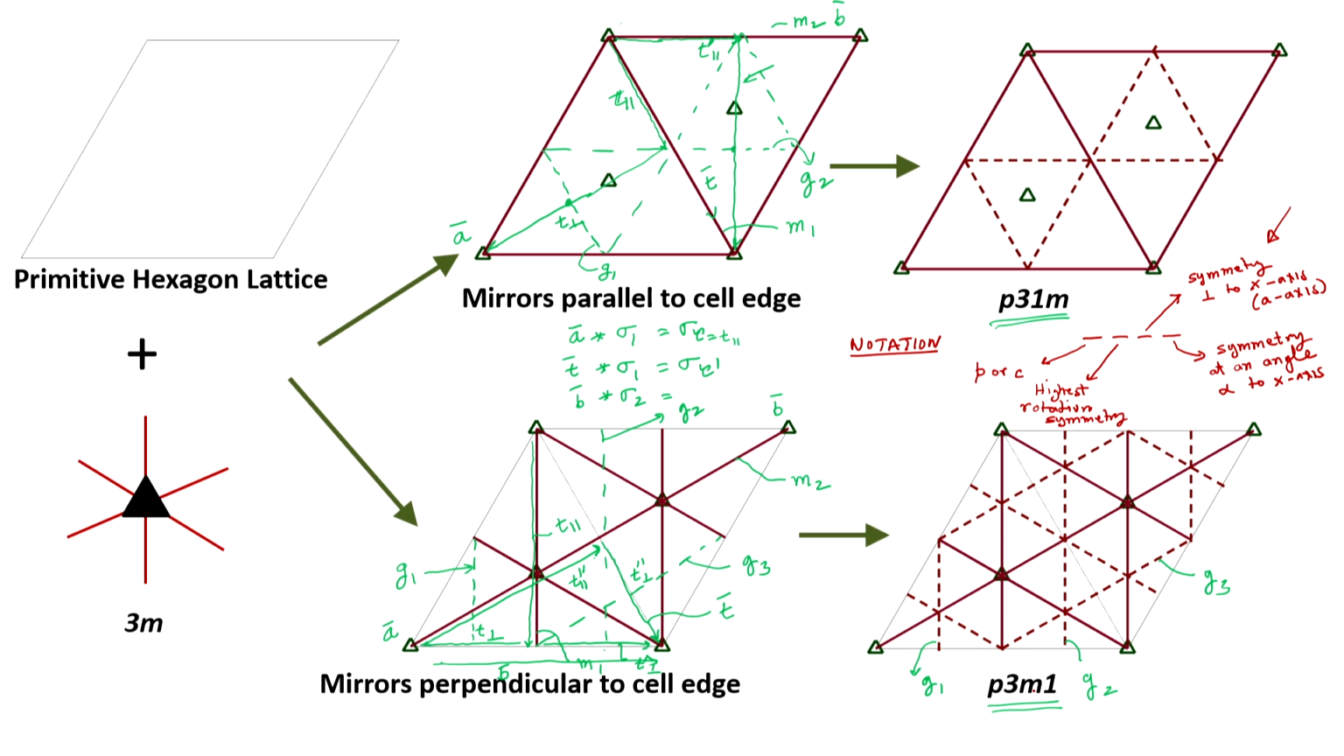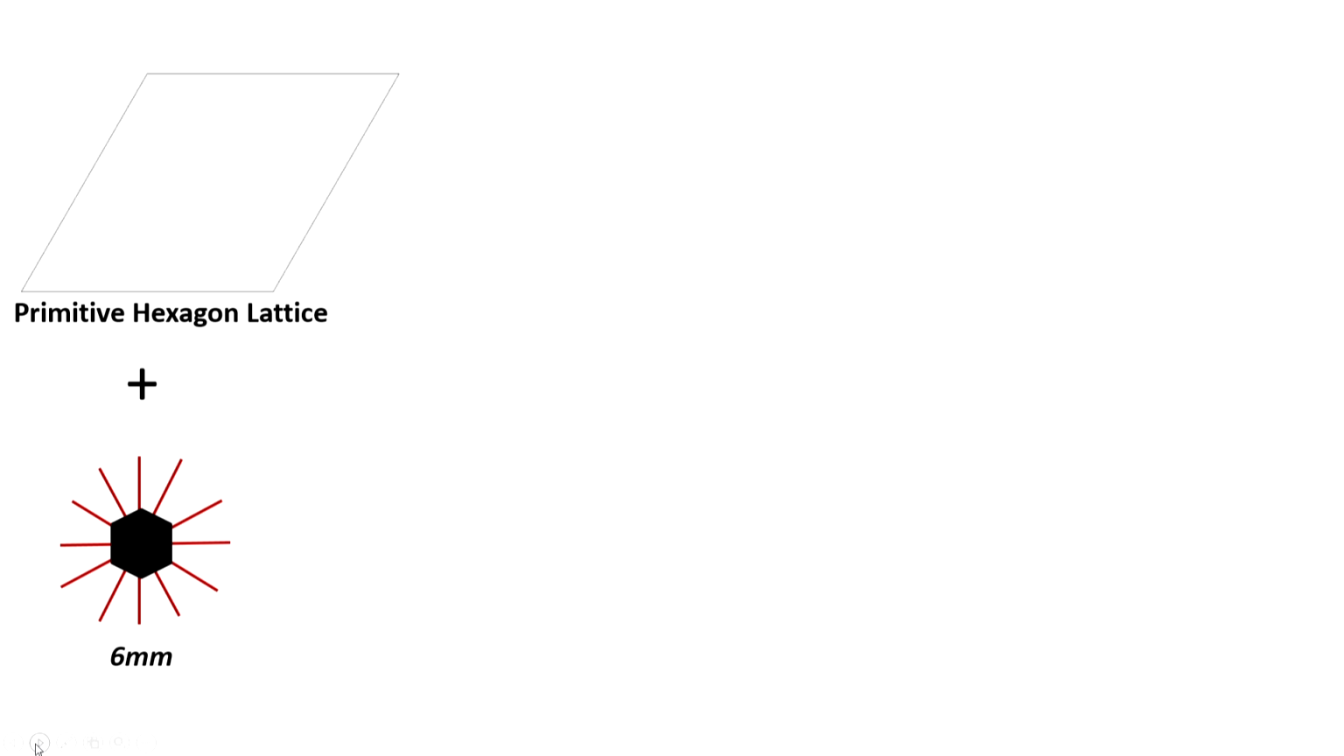We have still not looked at one plane. We have taken care of all the point groups so far out of those 10 groups. We have not looked at 6 mm. We can put 6 mm added to the primitive hexagonal lattice. Now, this is an interesting one.